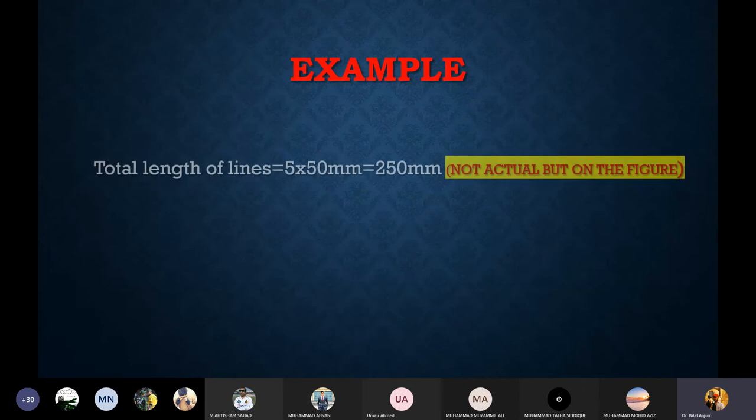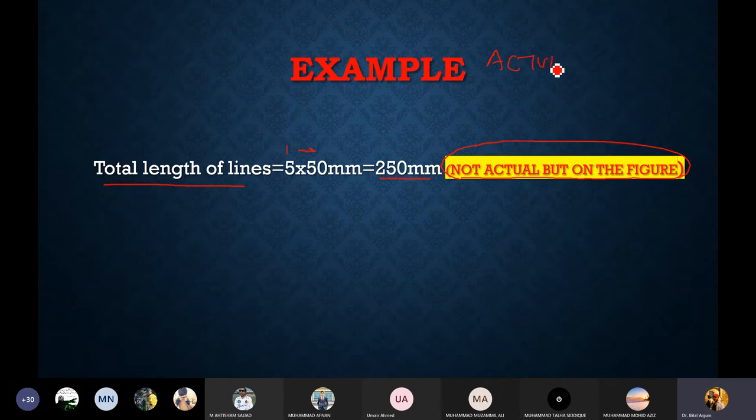Once I have found the intersections, I'll calculate the total length of the lines. The total length of the lines is 5 lines multiplied by 50, which gives you 250 millimeters. Remember, this is not the actual length of the line, but the total length of the lines on the figure. Is this clear to you? How would you calculate the actual total length of these lines?